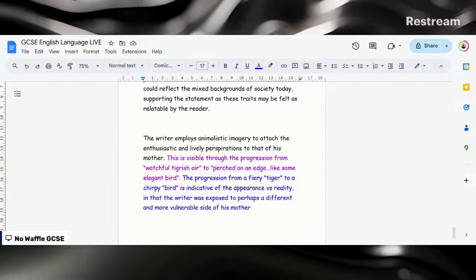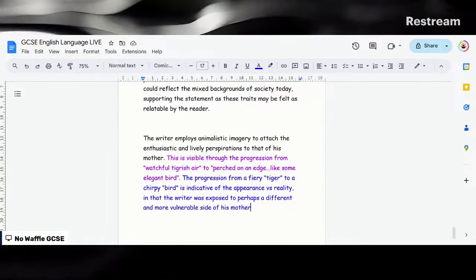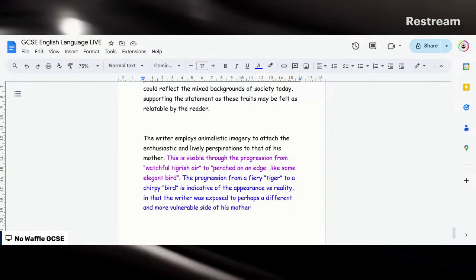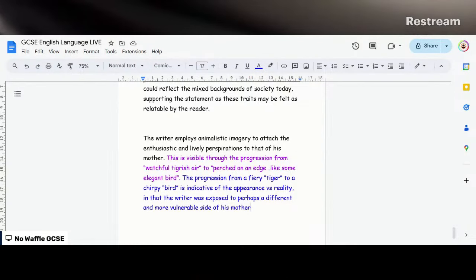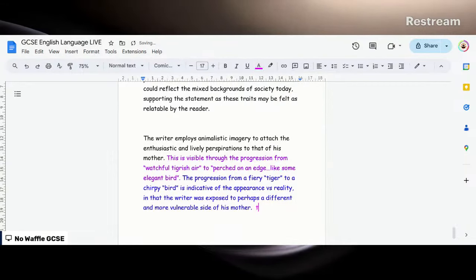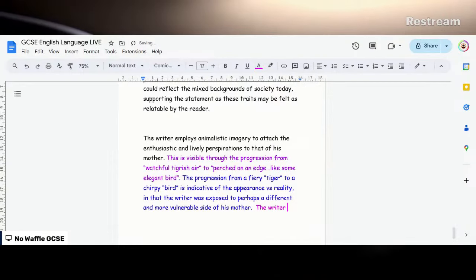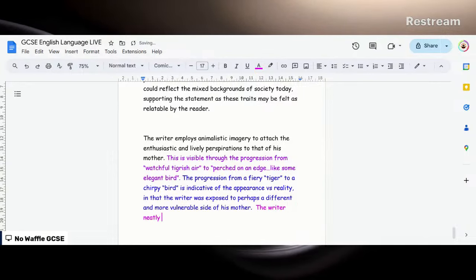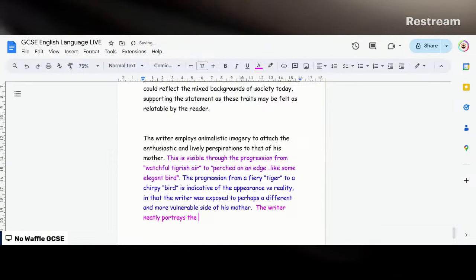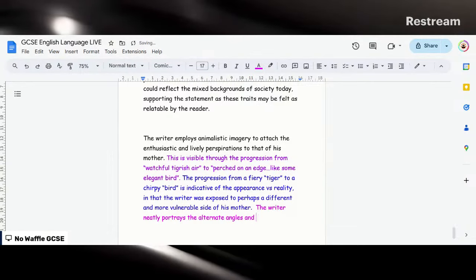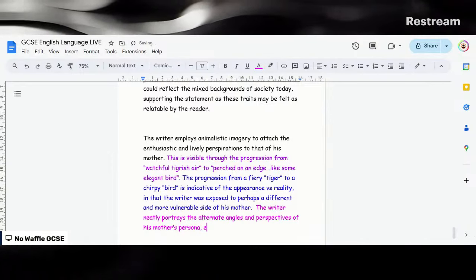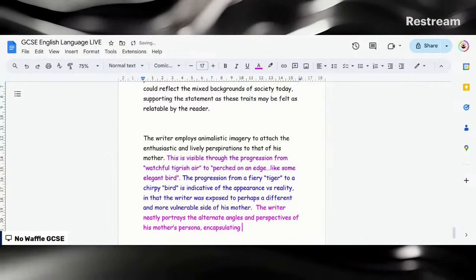Okay, so we've spoken about that. What else could we say? We could suggest that the writer neatly portrays the different or the alternate angles and perspectives of his mother's persona, encapsulating, that's a useful word to note as well.